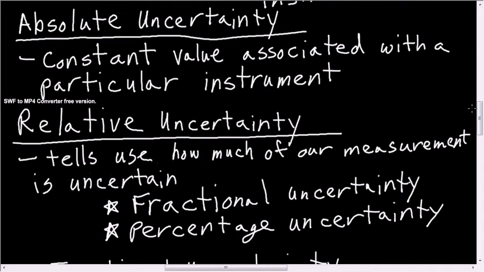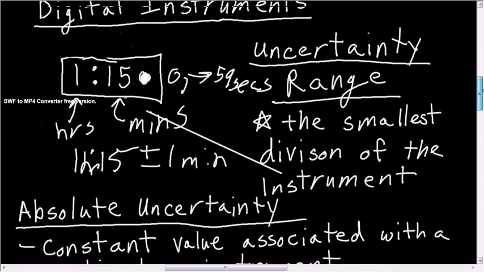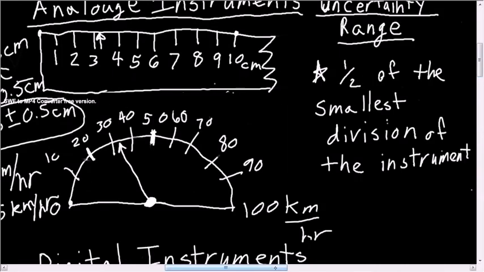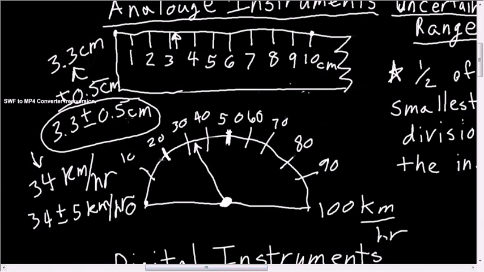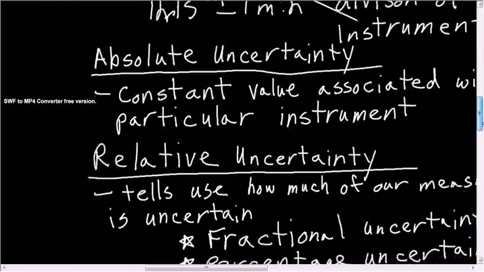Okay. Now what we were just discussing is absolute uncertainty of the instrument you're using. Absolute uncertainty is the constant value associated with that particular instrument. So if, for example, in our ruler example, the uncertainty of the ruler was plus or minus 0.5 centimeters, the uncertainty whether you measure 3 centimeters on this ruler or whether you measure 10 centimeters on this ruler will always be the same. It'll be absolutely the same, and that's absolute uncertainty.